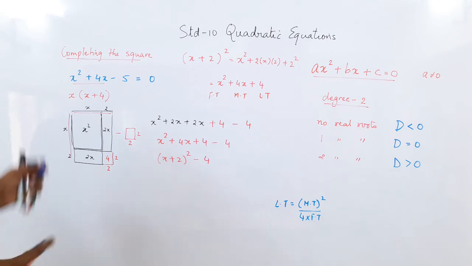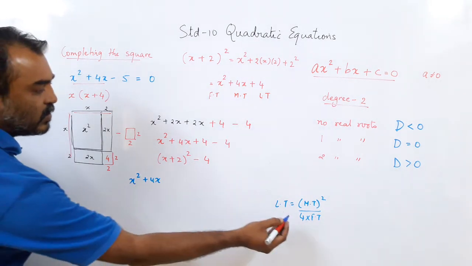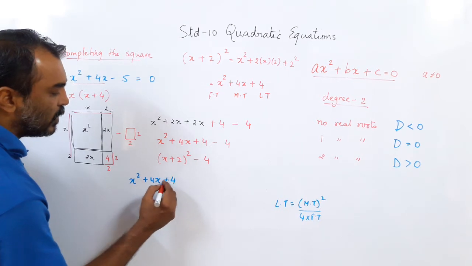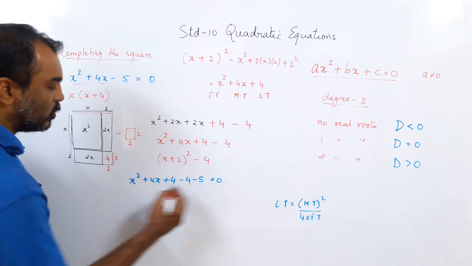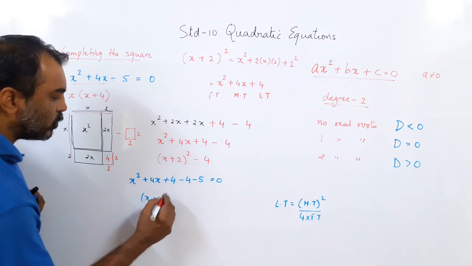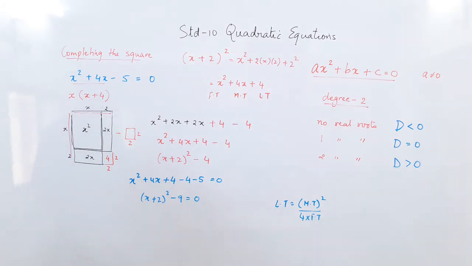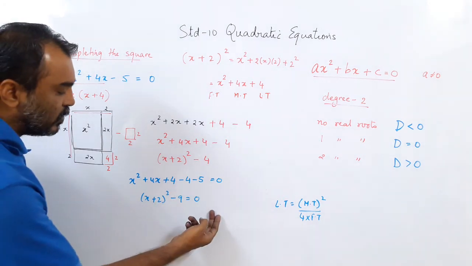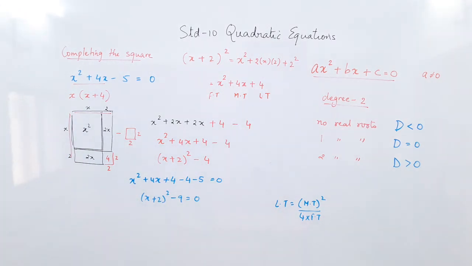So how did we solve it again? Remember, x square plus 4x. By this formula I found out the last term 4. Because I added 4, I subtracted the 4 and minus 5 was given equal to 0. So I got x plus 2 the whole square minus 9 equal to 0. So I get it in this form. The 9 will then move here, finding the square root on both sides and taking the plus minus and solving the sum. So since we have understood it, let us try out one more sum.